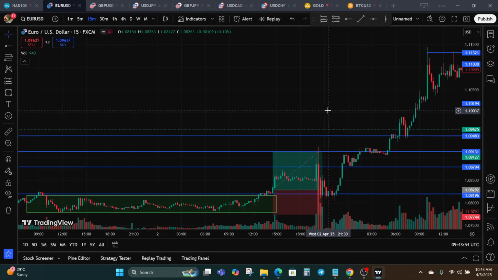So that is the best 15-minute breakout strategy. It's clean, effective, and focused on catching real moves with minimal noise.